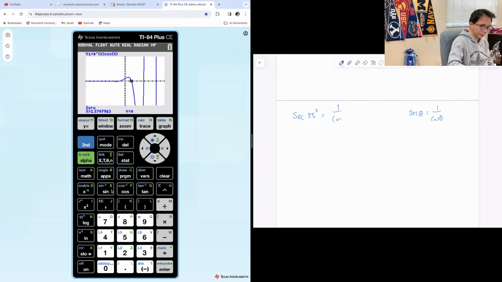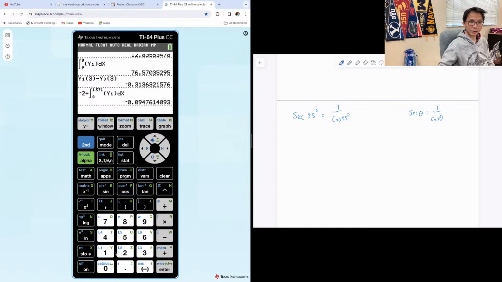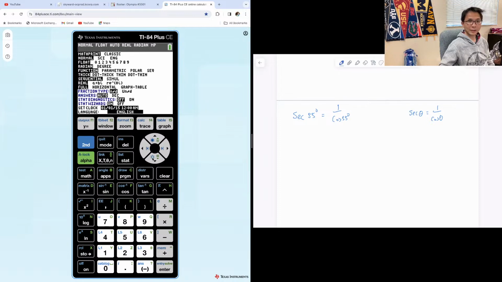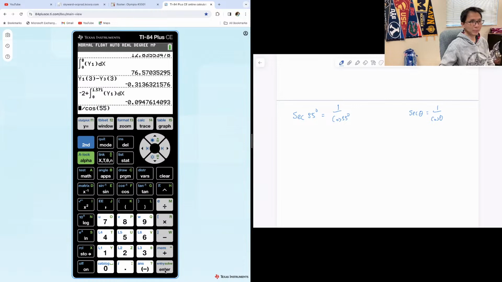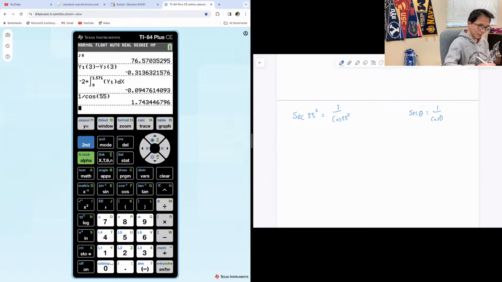So 1 over cosine of 55 degrees. You're going to type in 1 divided by cosine of 55 degrees. Now you have to make sure of your mode, because in my calculus class we always use radian. I see radian is already there. You have to make sure that's in degree. Depending on the question, some questions will be radian, some degrees, and you'll see a different answer. So this is equal to 1.743.